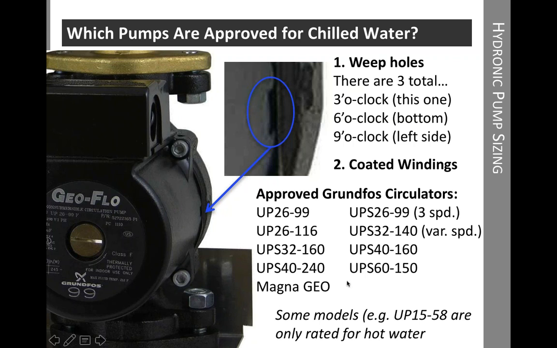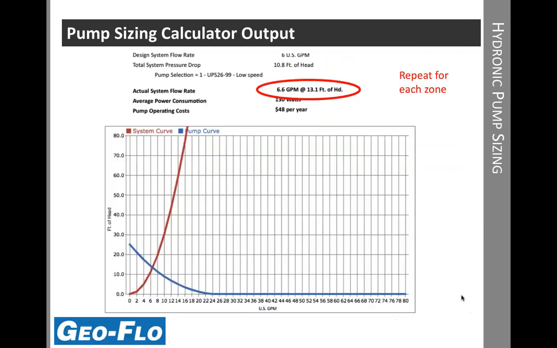In the case of the pumps, we do want to make sure we have one that's chilled water rated. An example here at the bottom of this slide, if we were to use a 1558, that's perfectly fine for hot water, but it doesn't have the coated windings or the weep holes, so we have to be careful with that if we are using chilled water with a fan coil.